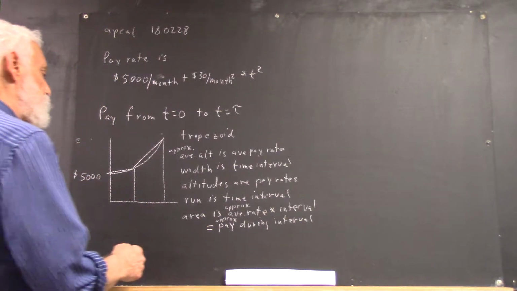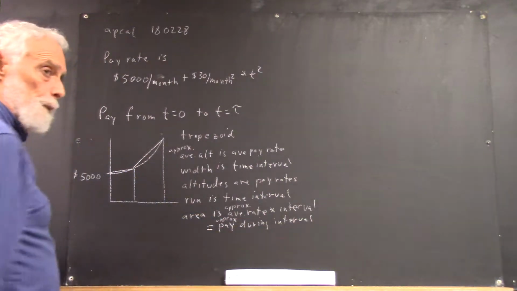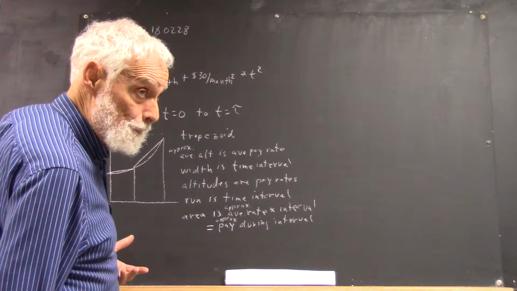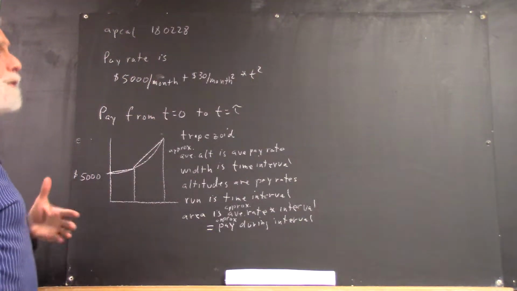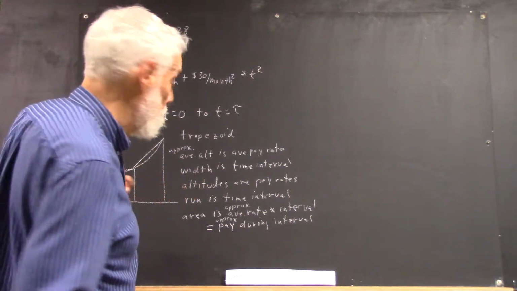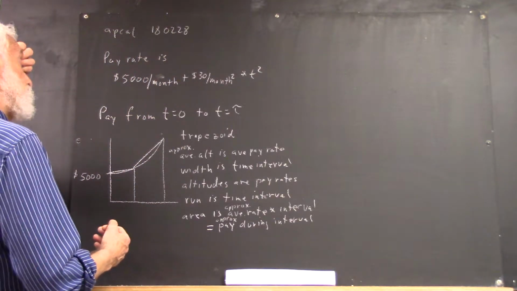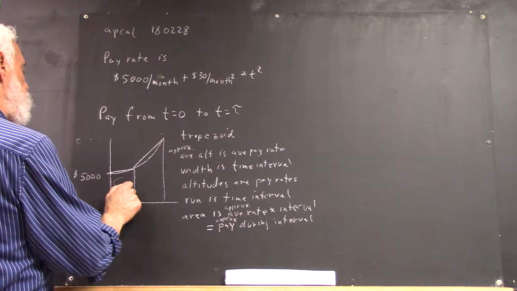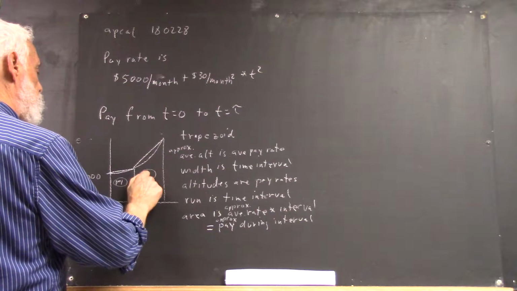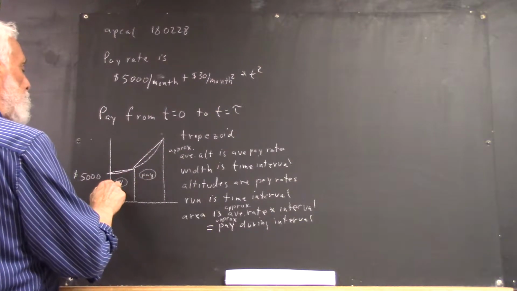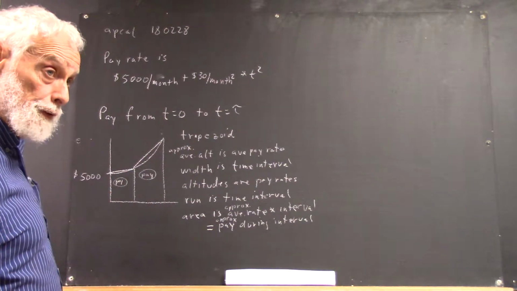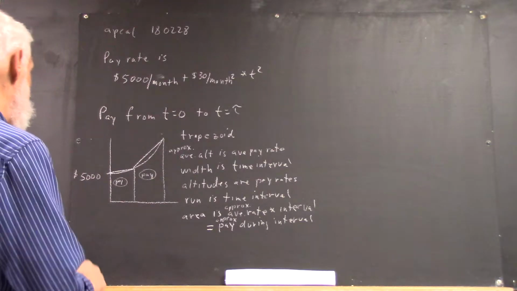So slopes, well, you can interpret the slope. It's the rate at which your rate of pay changes. Okay? It tells you how quickly your salary is going up. Okay? So this would be the pay for this interval, this would be the pay for this interval. And of course this corresponds to area by our notational convention, circle. Okay?